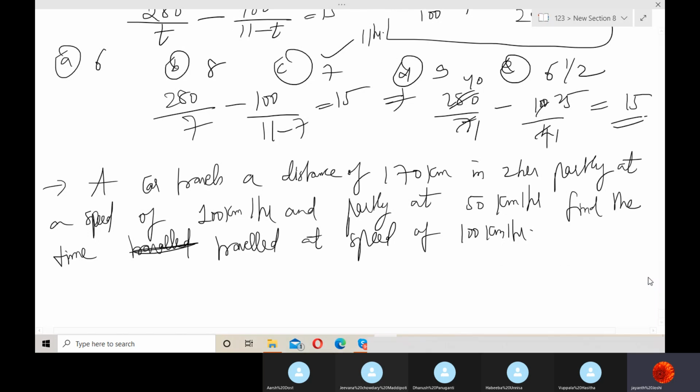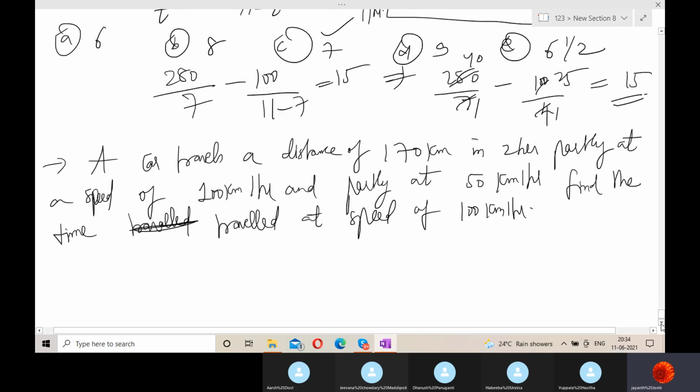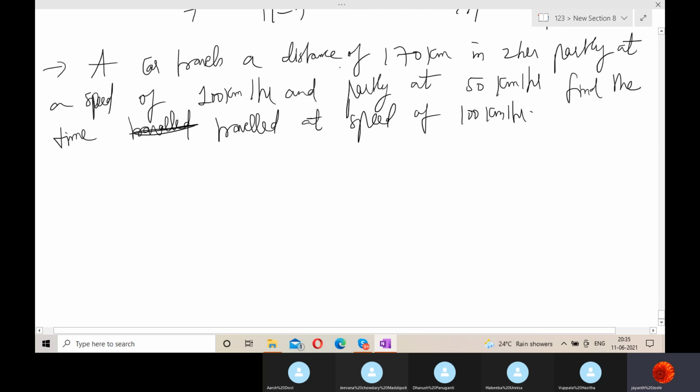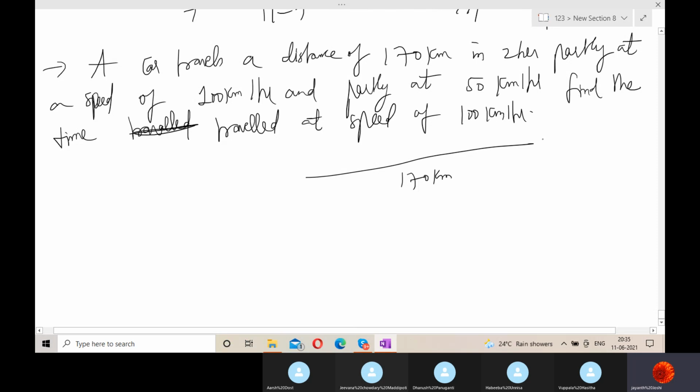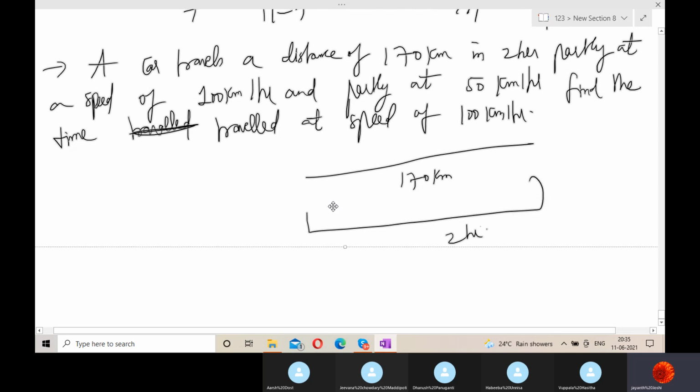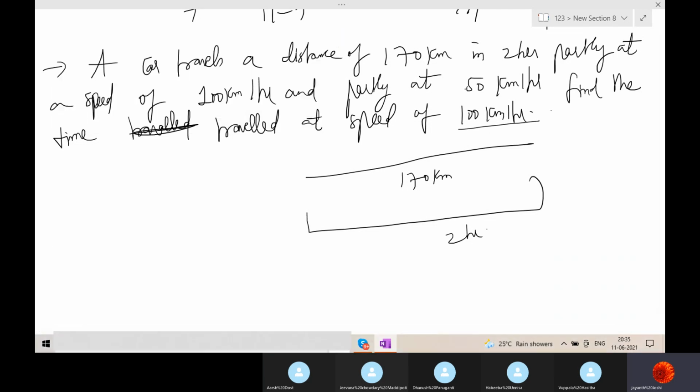So make a diagram here with the appropriate concept. I've given the boxes also. A car travels a distance of 170 kilometers, and it is taking 2 hours. In 2 hours, it's traveling to cover 170 kilometers, partly at a speed of 100 kilometers per hour and partly at 50 kilometers per hour. So things are very clearly given. This 170 kilometer stretch, which is traveled in 2 hours, is traveled at two different speeds. Find the time traveled at a speed of 100 kilometers per hour. So there are two speeds.